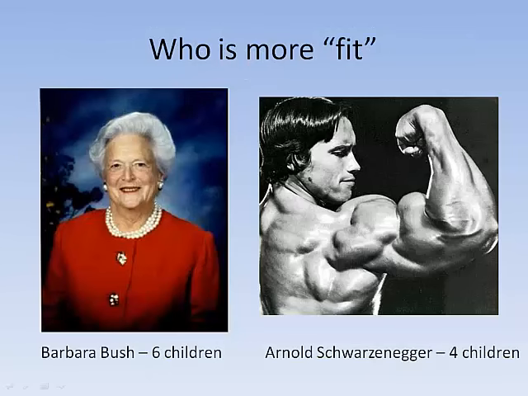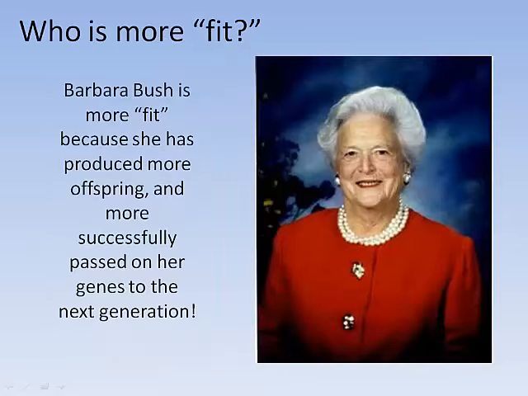So let's look at Arnold Schwarzenegger, who at one time was Mr. Universe, who has muscles on top of muscles, and little old Barbara Bush. Barbara Bush had 6 children. Arnold Schwarzenegger has 4 children. So who's more fit in an evolutionary sense? Of course, it's Barbara Bush, because she has had more offspring and passed on her genes to more offspring in the next generation.